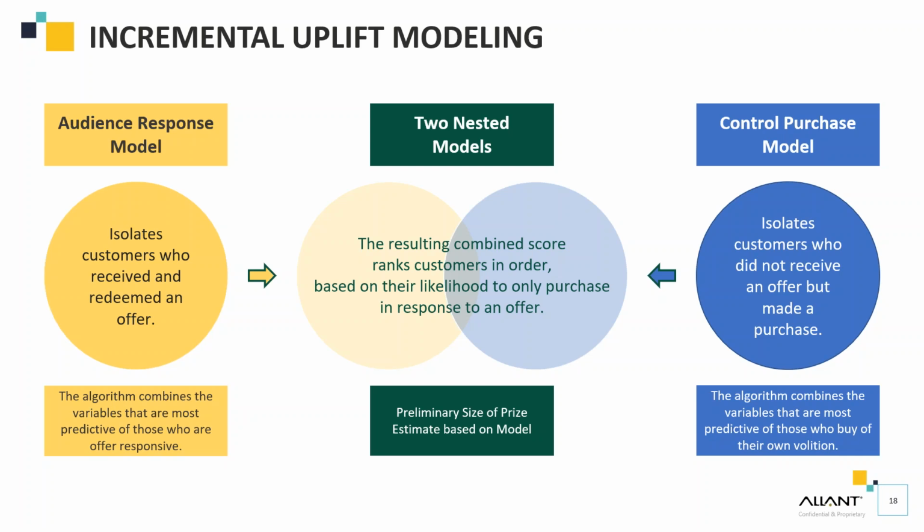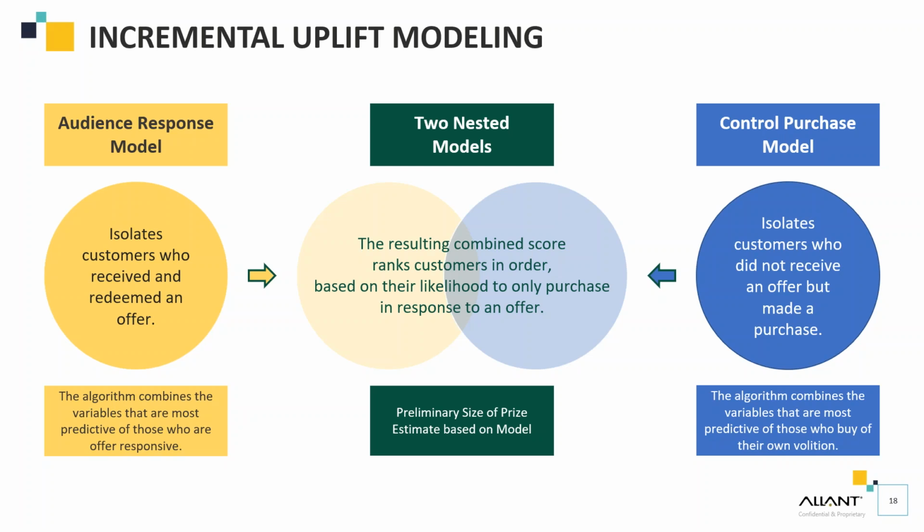So over there on the left, you see an audience response model. And again, this is a combination of two models that we're going to use here. The audience response model isolates and builds a model based on customers who received and redeemed. So that algorithm is going to combine those variables that are most predictive of somebody with that type of behavior.